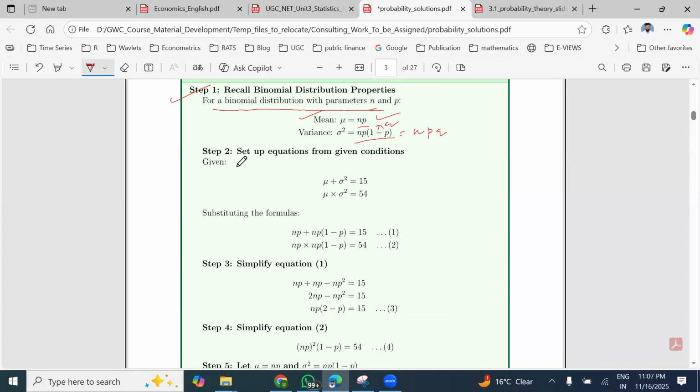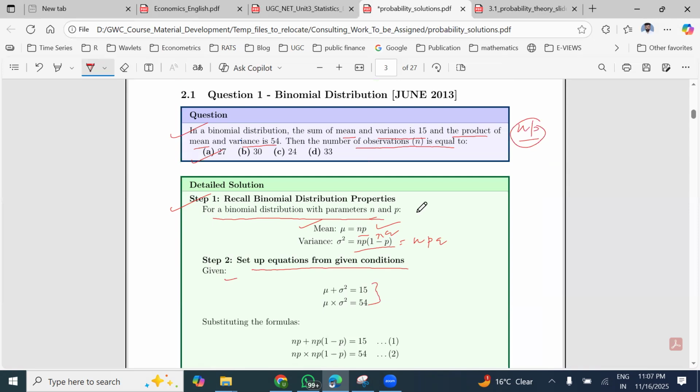Then I will give you another method also, and you decide which one you would like to take forward, or if you have your own method, just let me know. So first you have to set up the equations for the given condition. Basically it is a simultaneous equation. So mu plus sigma square is equal to 15, mu into sigma square is equal to 54. From where did I get it? I got it from here: the sum of the mean and variance is 15, and the product is 54.